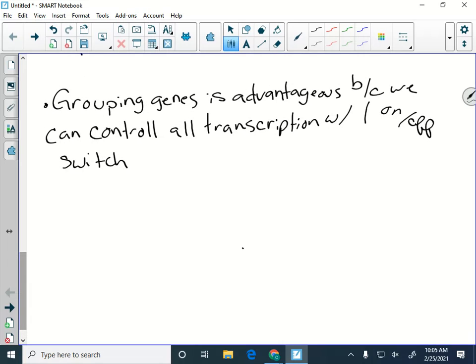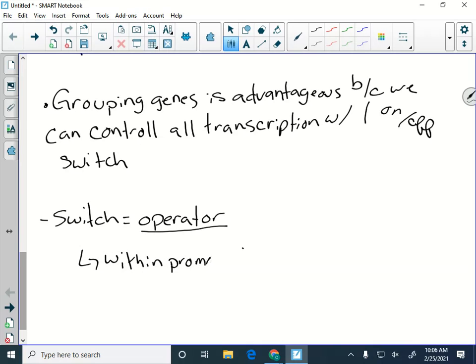This on-off switch is called an operator. Lots of different genes have operators. Operators are positioned within the promoter or between the promoter and genes.